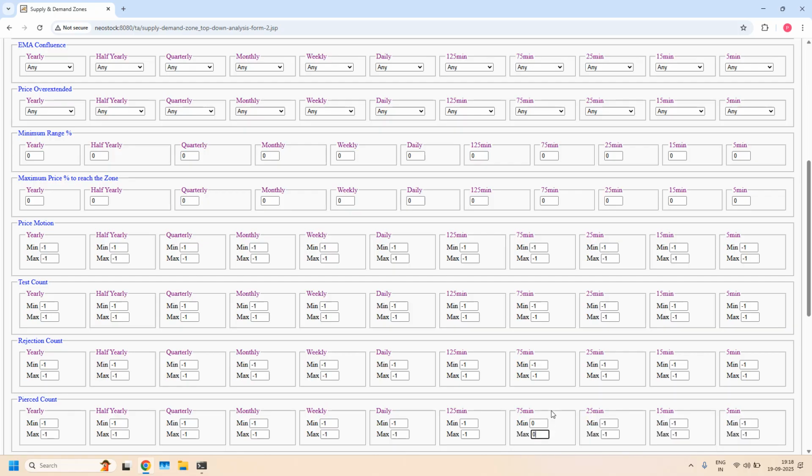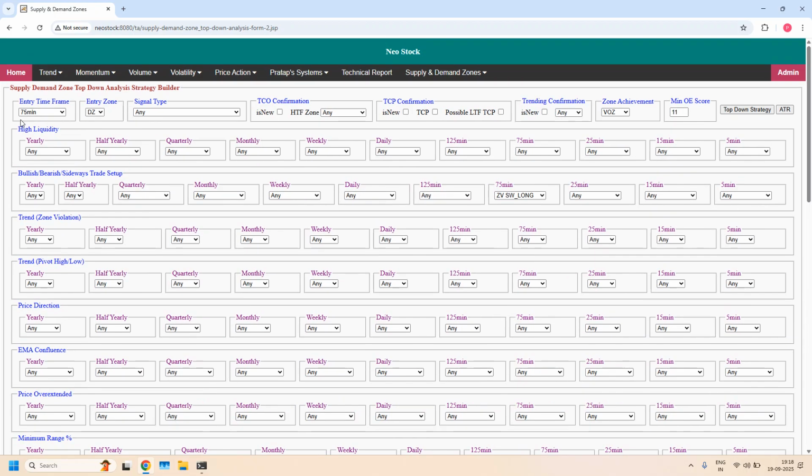That means pierced count is 0. Pierced count 0 means zone is not pierced. Which zone? Whatever you select here. That is, we selected 75 minutes demand zone. So that won't be pierced.